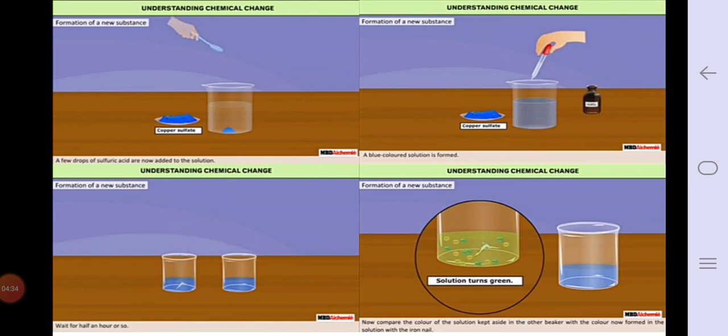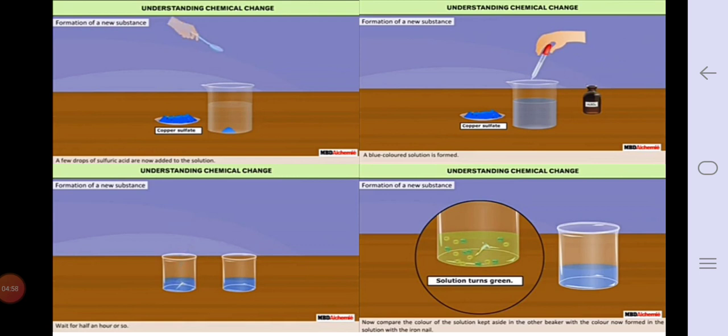Now you can also notice the change. You can see in the picture the solution in which we have added the nail has changed color. It has turned into green color. The change of color of the solution from blue to green is due to the formation of iron sulfate, a new substance. Okay, there is formation of iron sulfate. You can see the reaction given below.